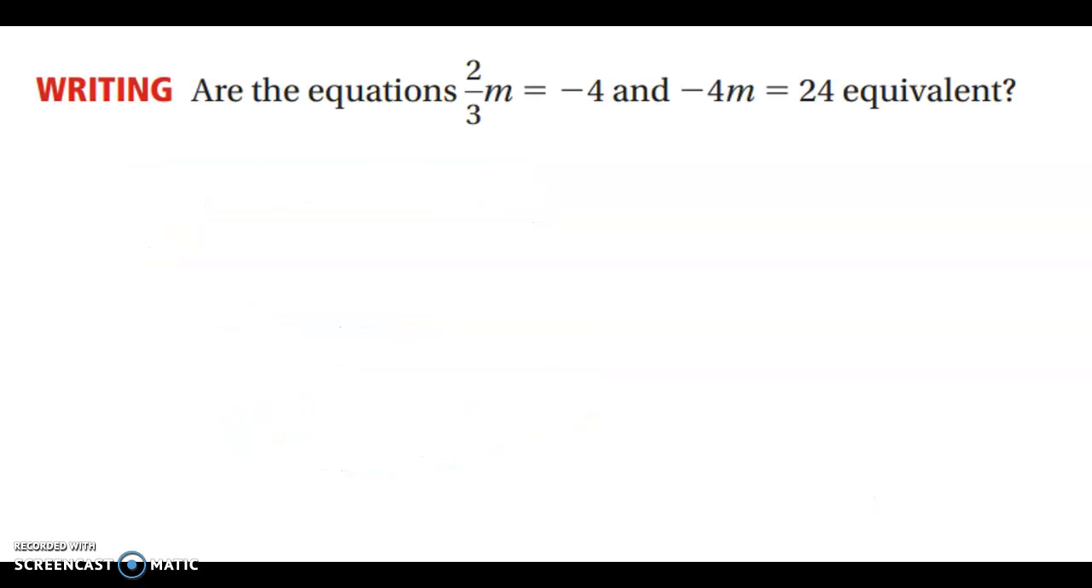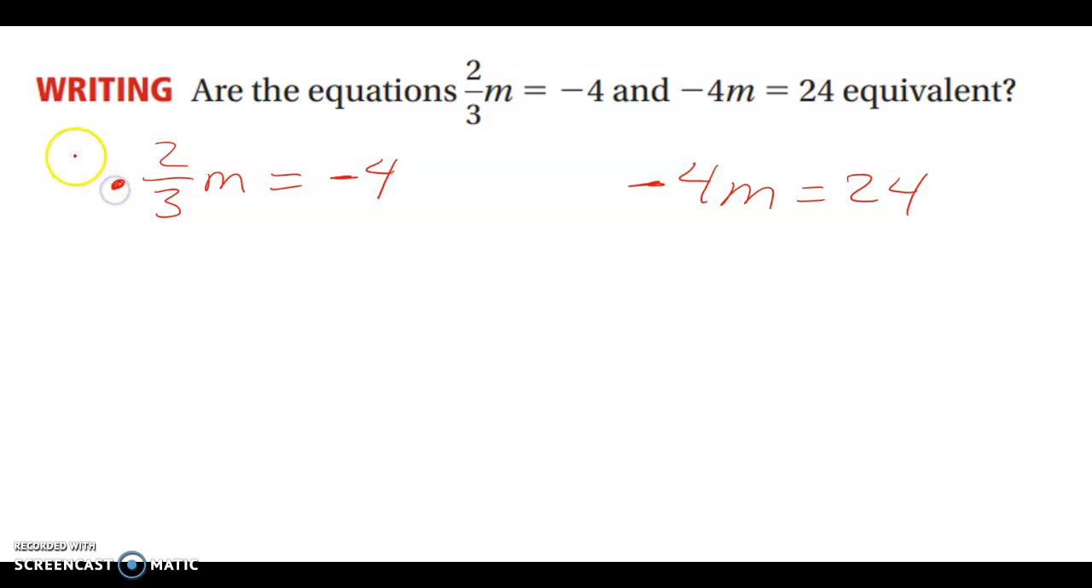All right. It says, are the equations 2/3 m equals negative 4 and negative 4m equals 24 equivalent? Are they equal to each other? We're going to work out two problems. We're going to go 2/3 m equals negative 4. And on the other side, we'll do negative 4m equals 24. So the first thing on this side, multiply by its reciprocal. So times that by 3 over 2.